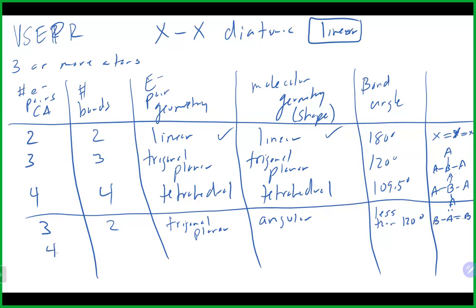If you have 4 electron pairs and 3 bonds, that's going to give you tetrahedral. As you can see, the electron pairs and the electron pair geometry name are tied together. That's going to give you trigonal pyramid. That has a bond angle of less than 109.5. So that will look something like this.